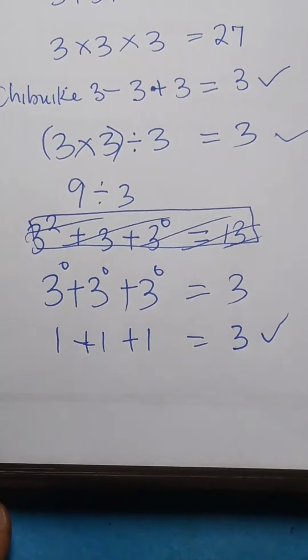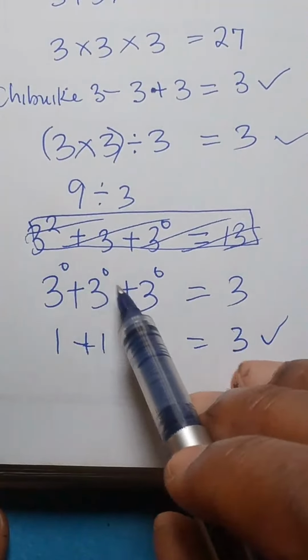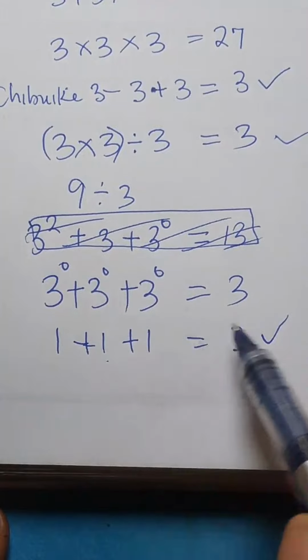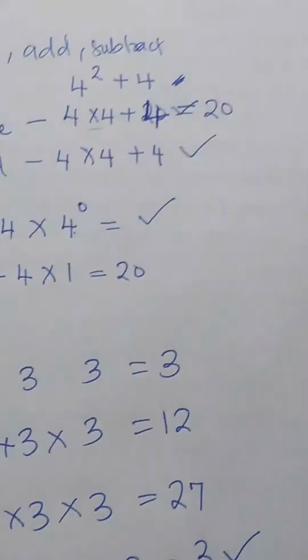Look at this one. 3 plus 3 minus 3. Chibike, yes, you're right. 3 plus 3 minus 3 is correct. Look at this one. 3 raised to power 0 plus 3 raised to power 0 plus 3 raised to power 0. 1 plus 1 plus 1 is 3. So that is it. All right. So let's go to something else. We've done this too. Like I said, if we do two, this is question number 19. So let's go to question number 20.